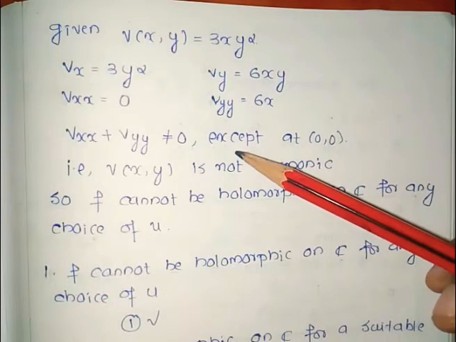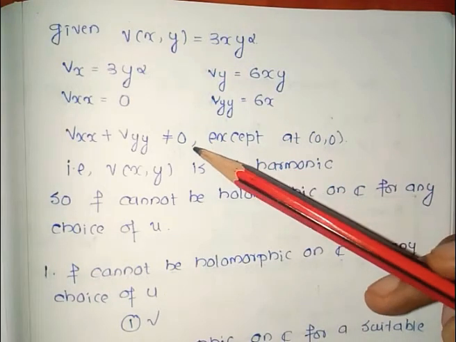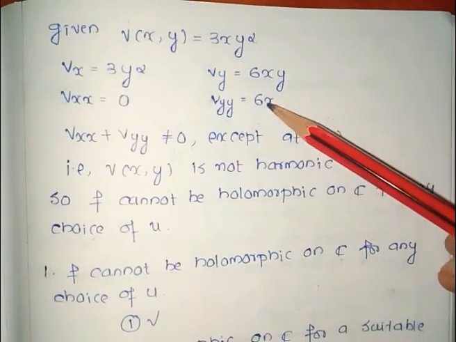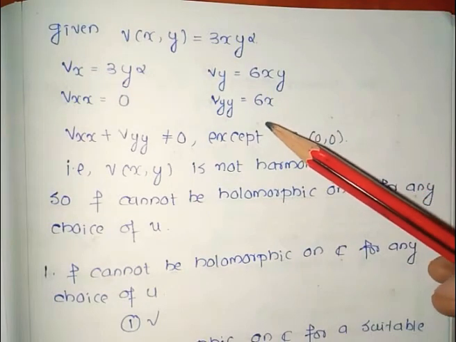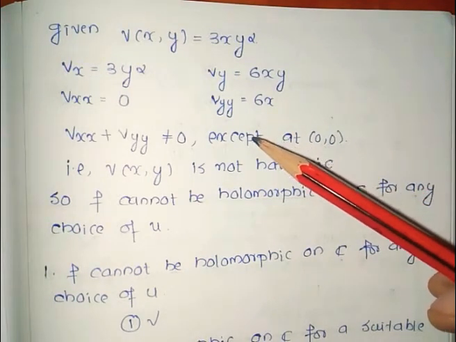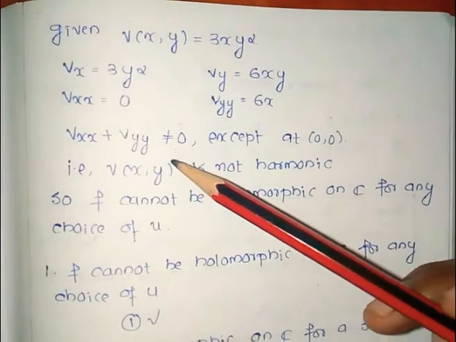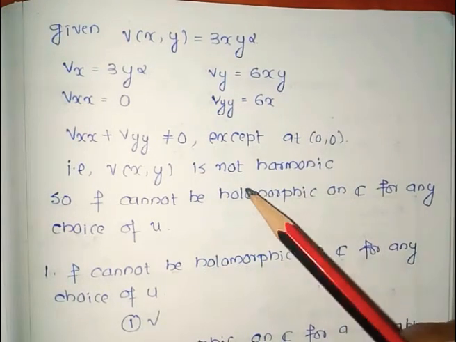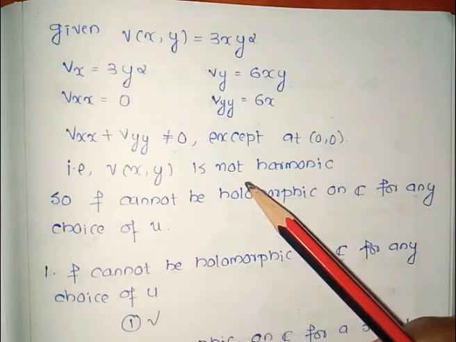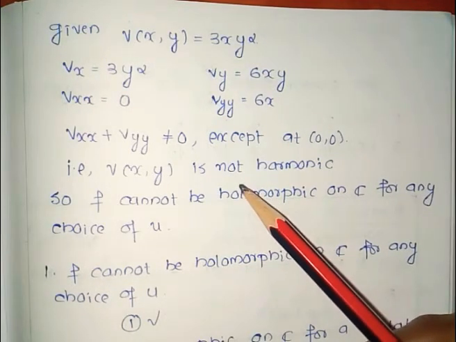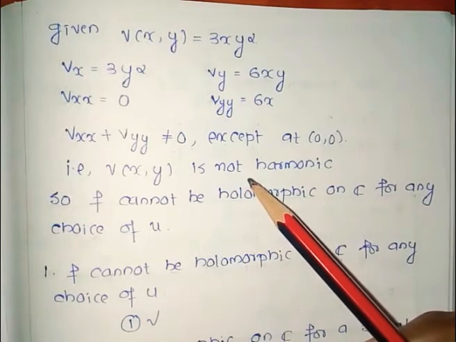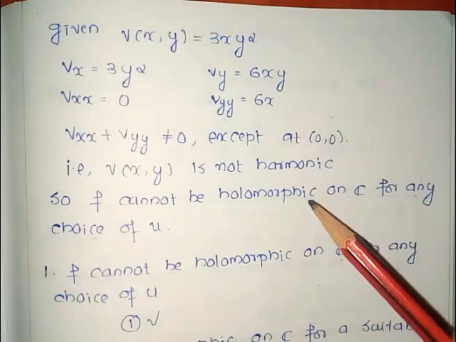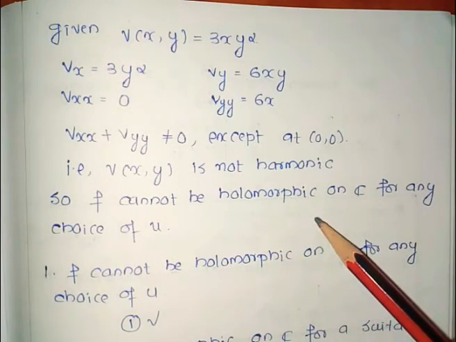So we have vxx plus vyy, which is not equal to 0. That is, vxx is equal to 0 plus vyy which is equal to 6x. So we get 0 plus 6x which is equal to 6x. That is, we can say that vxx plus vyy is not equal to 0 except at (0, 0). That means v does not satisfy our Laplace equation. V does not satisfy our Laplace equation means that v is not harmonic.